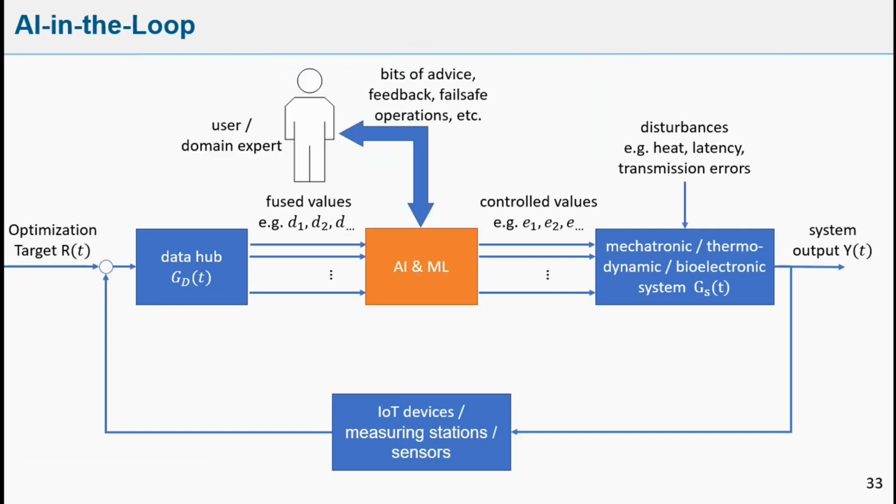And now I try to promote the paradigm AI in the loop. So we do have an AI or machine learning algorithm in the loop, but if the AI and the machine learning algorithm isn't sure, then it asks a domain expert, asks a user, and he or she then gives a bit of advice, gives feedback, or is fail-safe. So the fail-safe, for example, for autonomous driving.